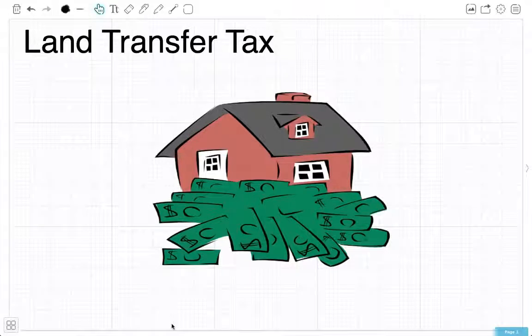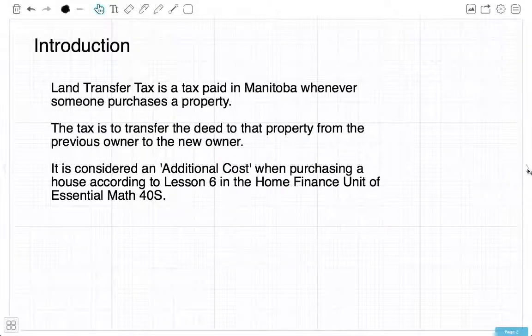Hello and welcome to this video on Manitoba's land transfer tax and how to calculate the land transfer tax on a property that was purchased. This is a lesson intended for students in Essential Math 40S. It goes with lesson 6 of your home finance unit.